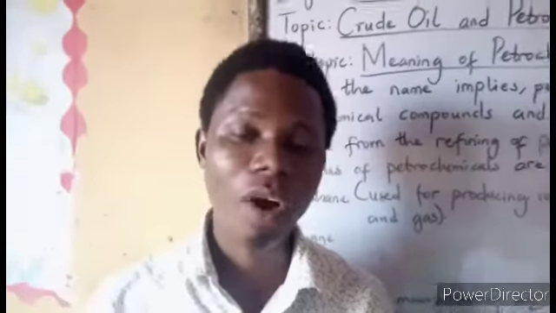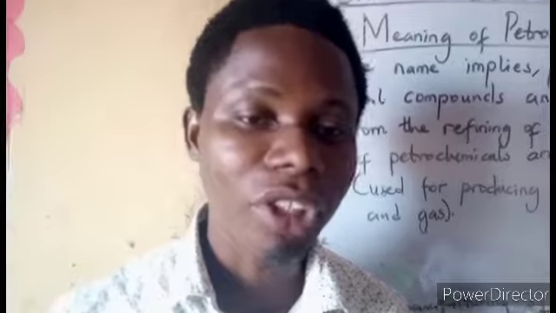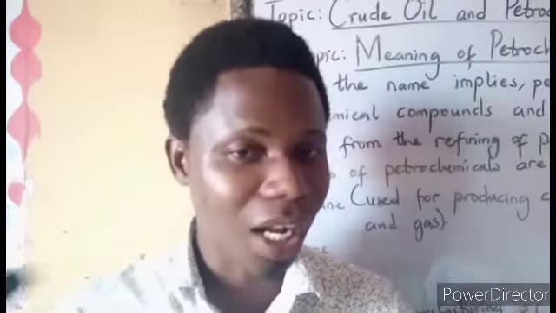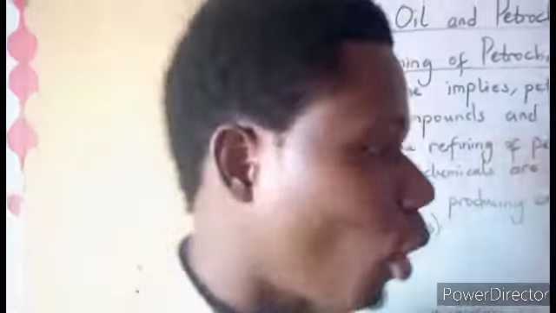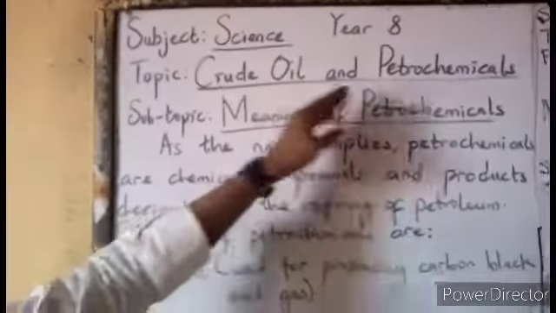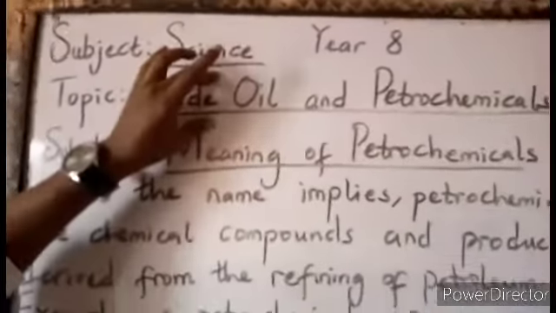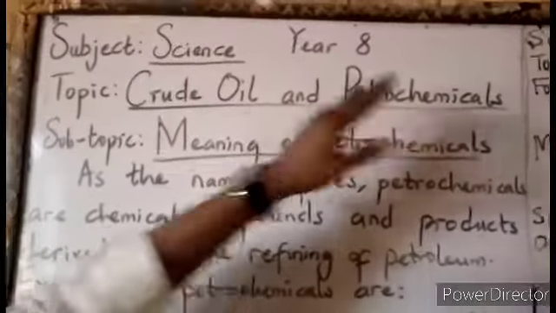Today I'll be taking fabulous Year 8, the same science subject, and we'll be continuing from where we stopped. We are still on crude oil and petrochemicals. I told you that crude oil is very large, an expanded kind of topic. So today we are going to petrochemicals as the subtopic under crude oil. We talk about crude oil, and now we're going to petrochemicals.